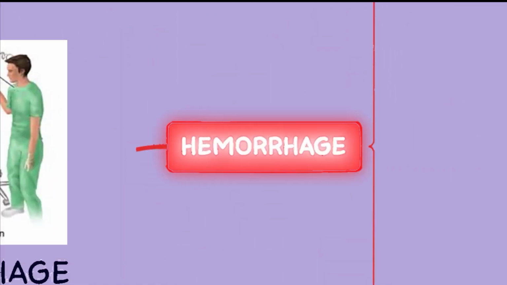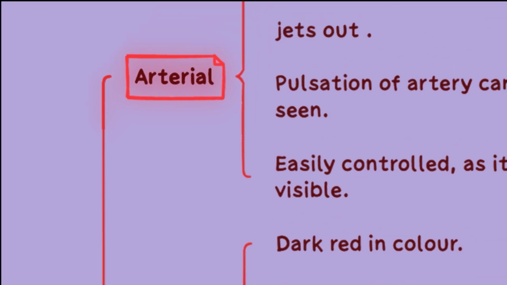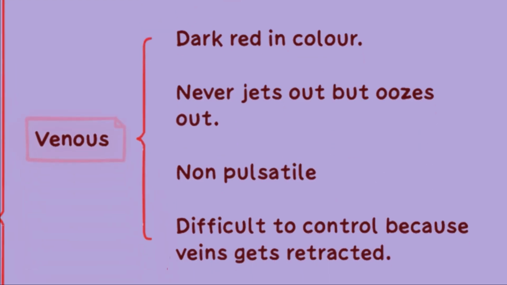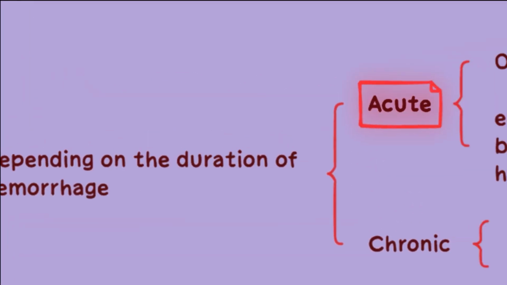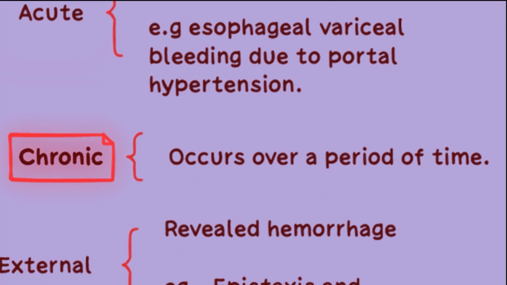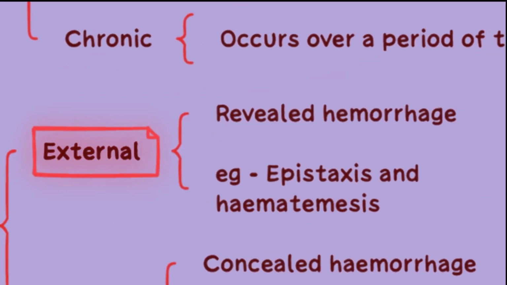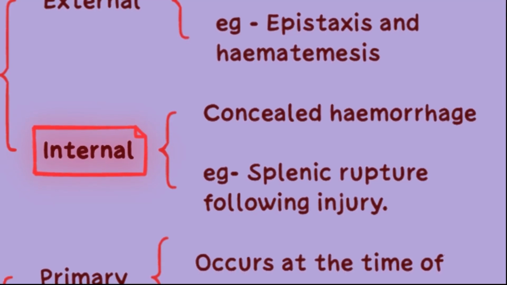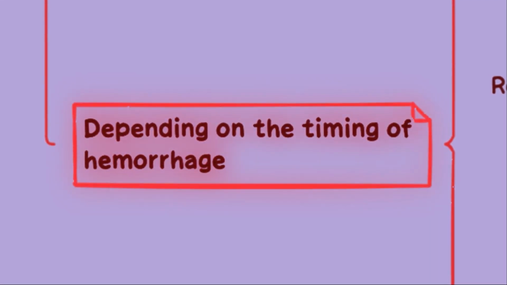First, coming to hemorrhage. It has various classifications. On the basis of the nature of the vessel involved, it can be arterial hemorrhage, venous hemorrhage, or capillary hemorrhage. On the basis of duration of hemorrhage, it is either acute or chronic. Third one depends on the nature of bleeding. It can be external or internal hemorrhage.